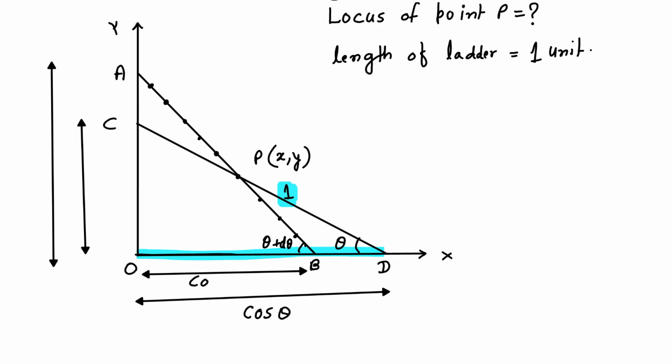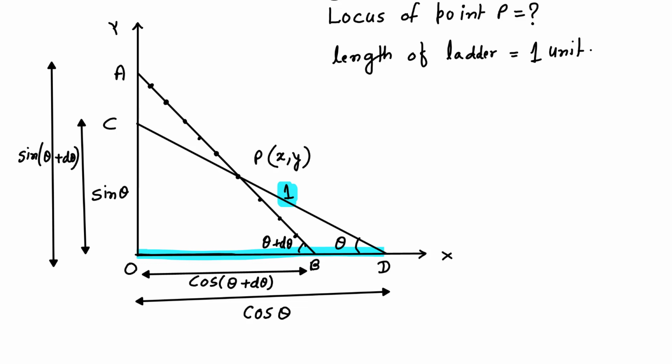Similarly, this length will be cos of theta plus d theta. Now, similarly, this length will be sin theta, and this length will be sin of theta plus d theta. So now I know the different lengths.